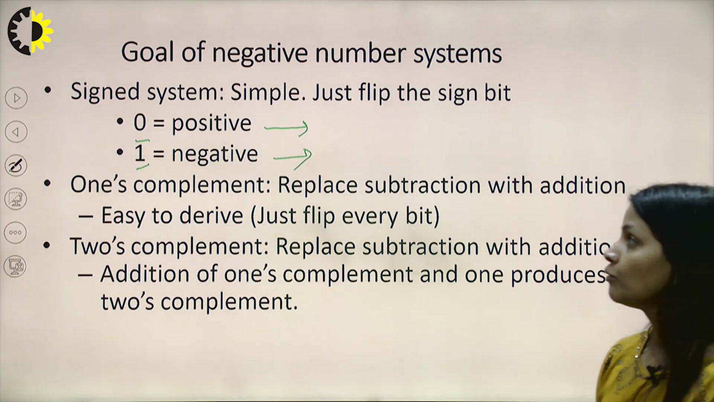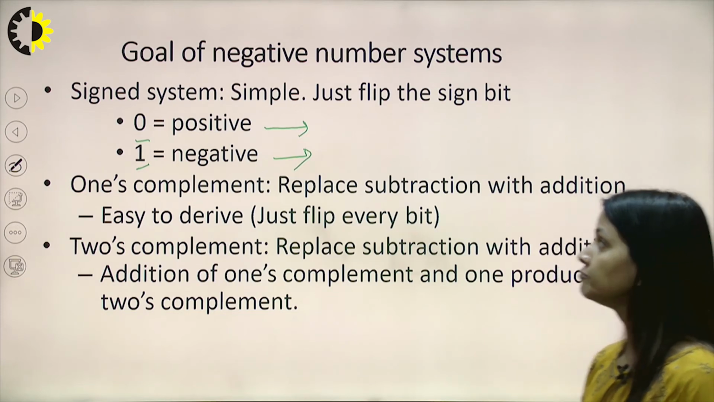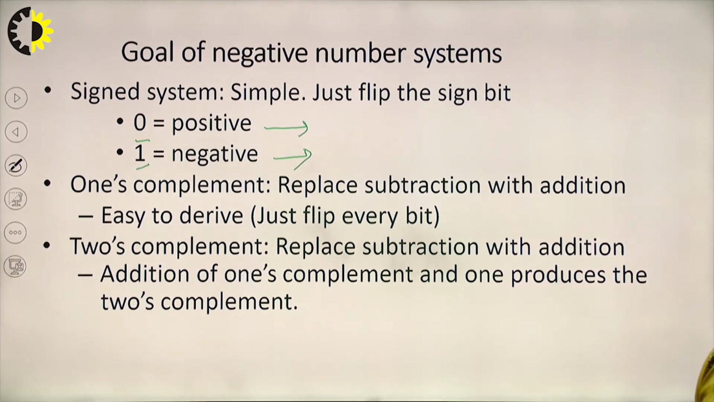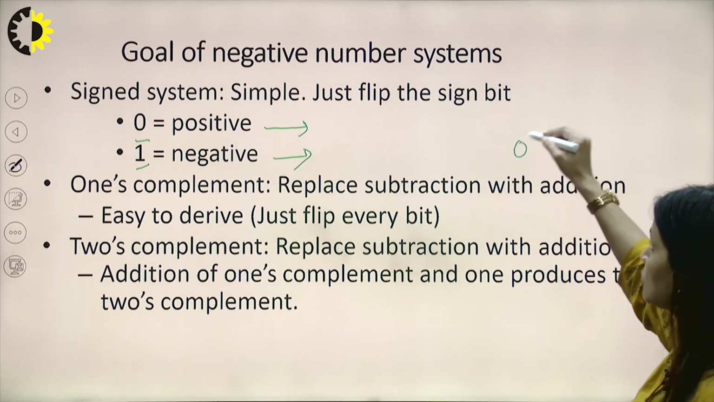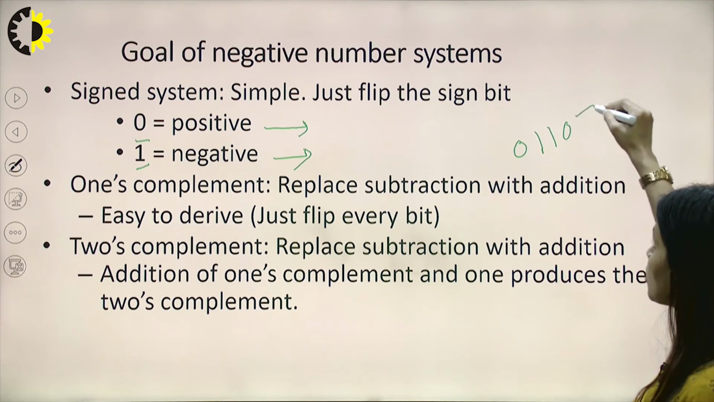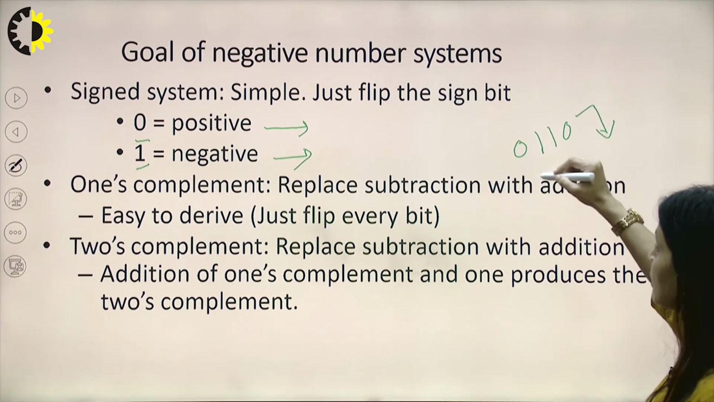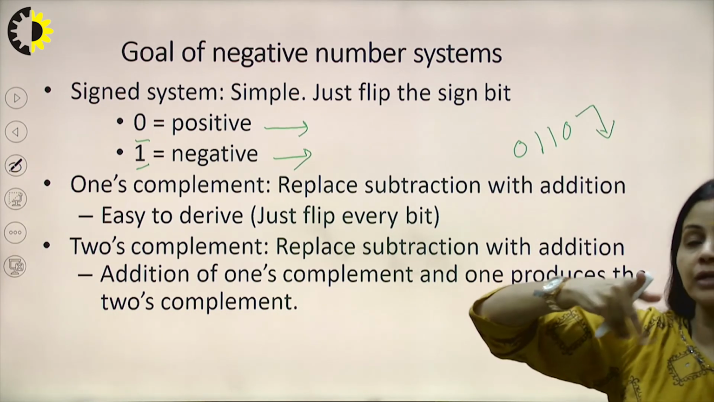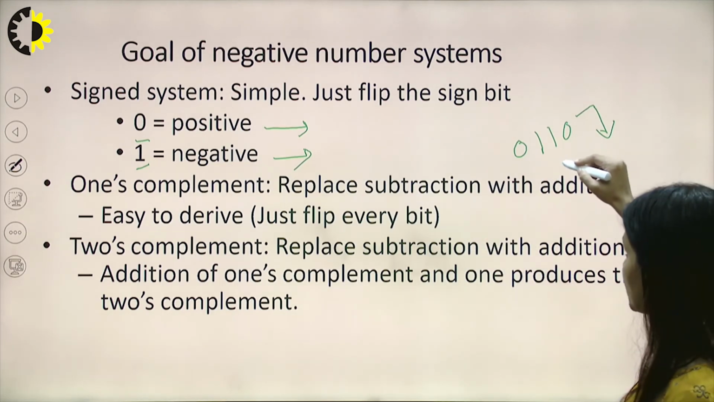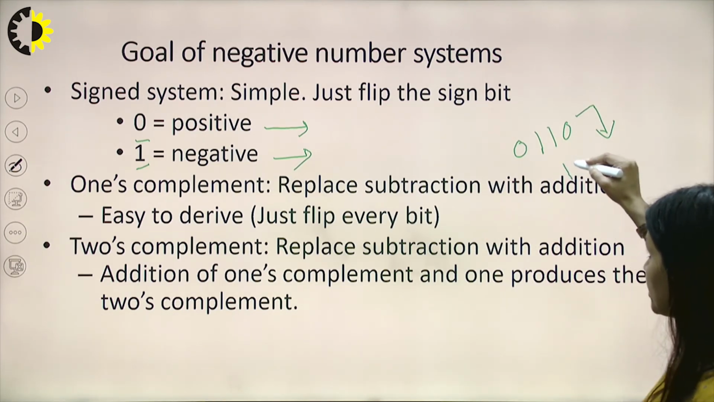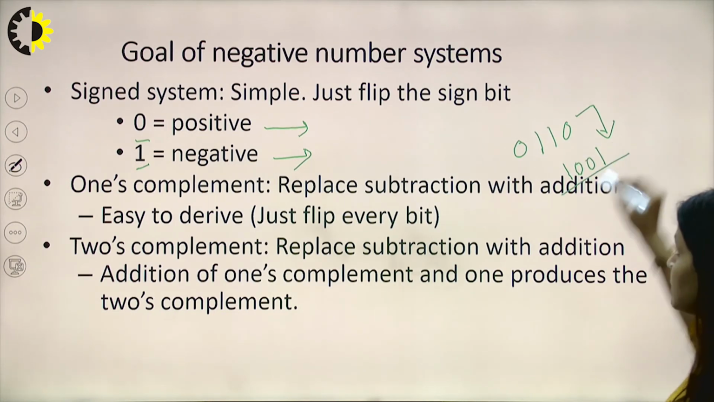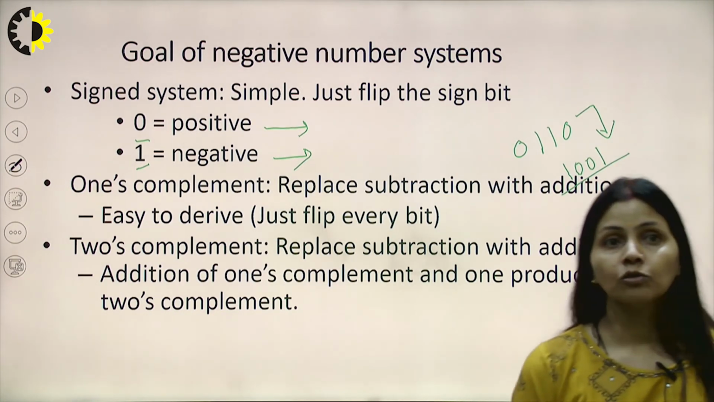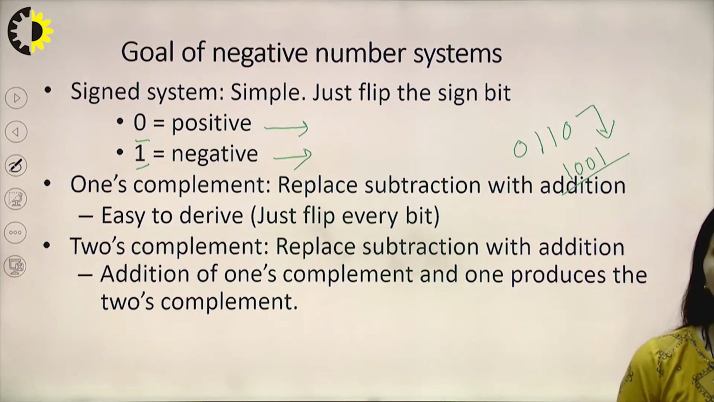Coming to the 1's complement. The 1's complement number is very easy to derive. If I want to write the 1's complement of this particular number, I will just flip all the bits. That means in place of 0 I will write 1, and in place of 1 I will write 0. So it is easy to derive the 1's complement number.